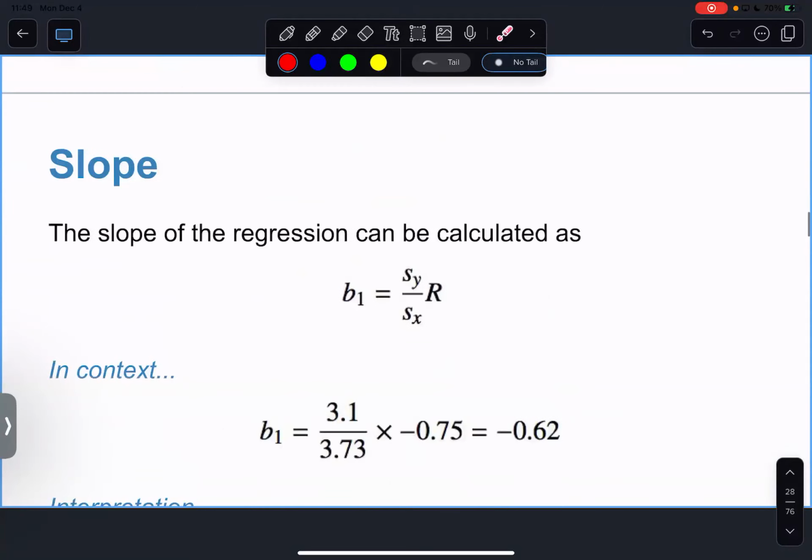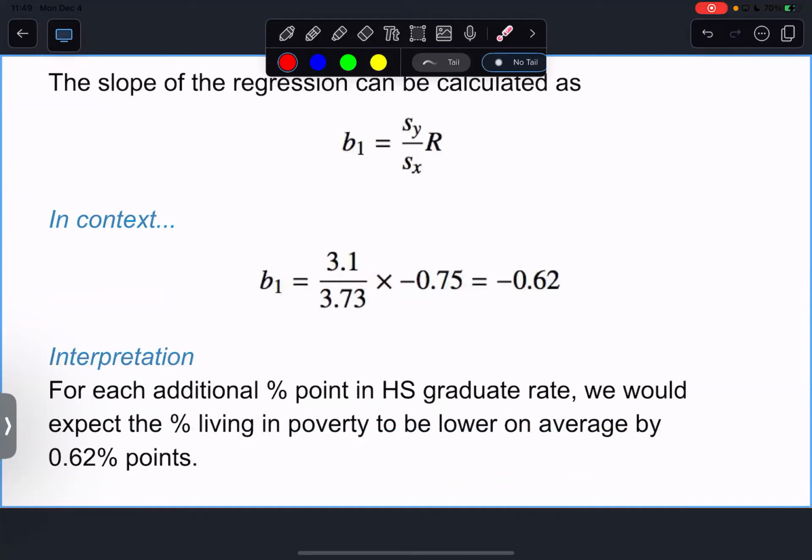I wanted to use these values to highlight the importance of not mixing these up, s_y and s_x. Here they're relatively similar, so I guess you could maybe get away with it. It'd be weird, but you get slightly off values. But just make sure that you keep your s_y on top and your s_x on the bottom. The negative correlation is how we get that negative slope, right? That negative 0.62.